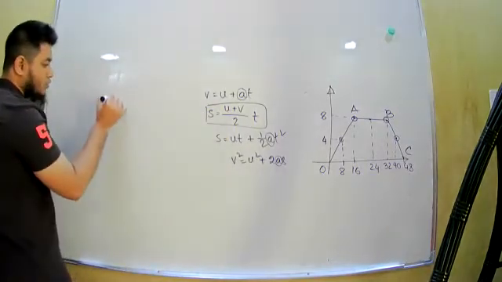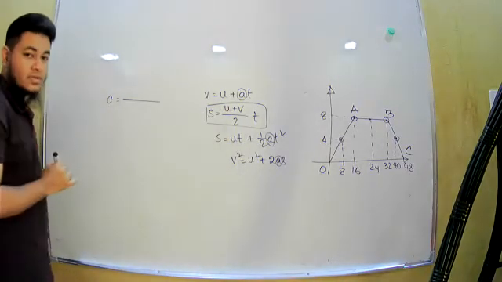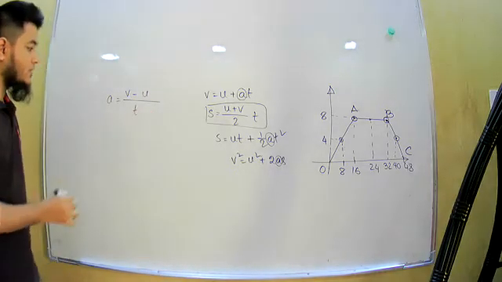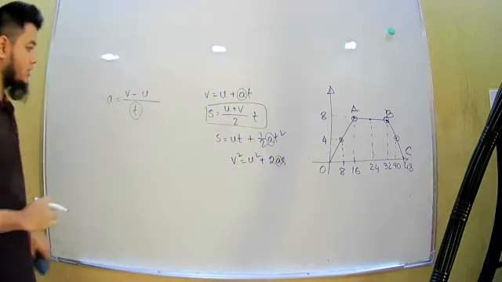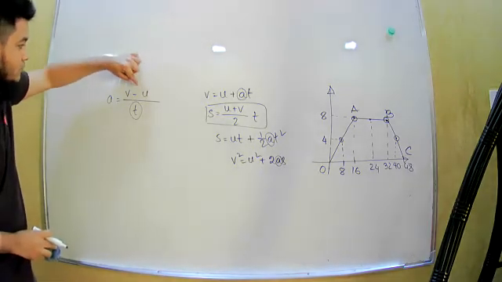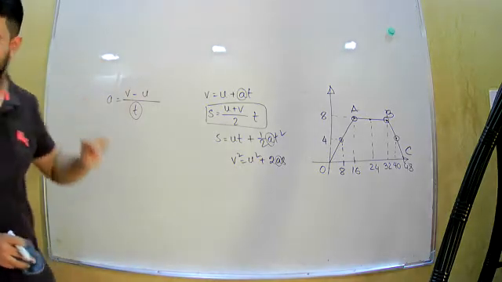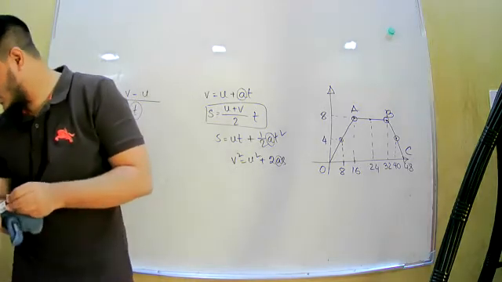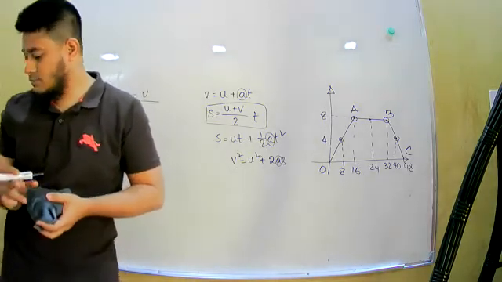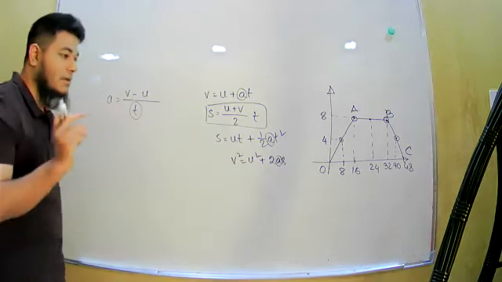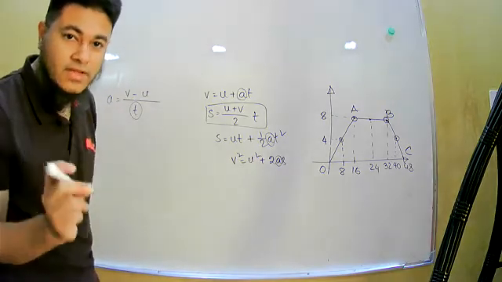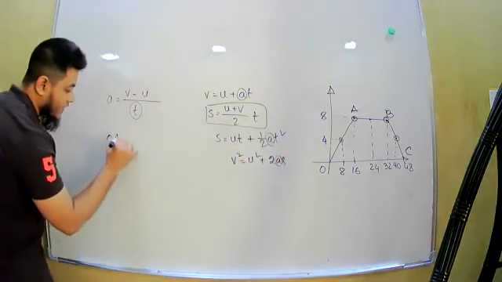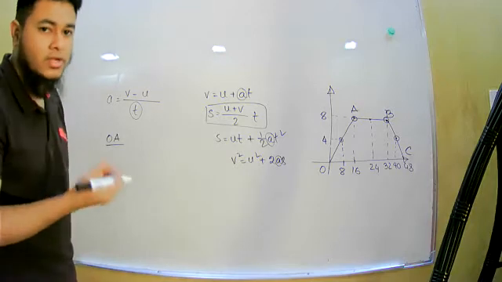At first, let me show you what the equation of acceleration is. That is v minus u divided by t. That means for a certain time period, you need to know the initial velocity, the final velocity, and the time. Okay, so for the OA part, let us calculate the acceleration. How can we do that?